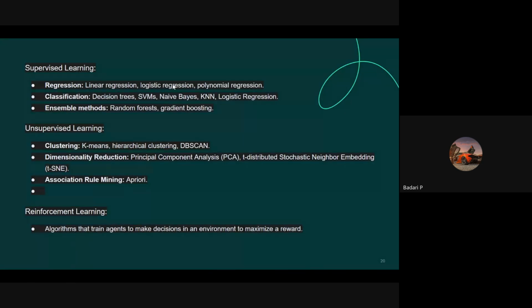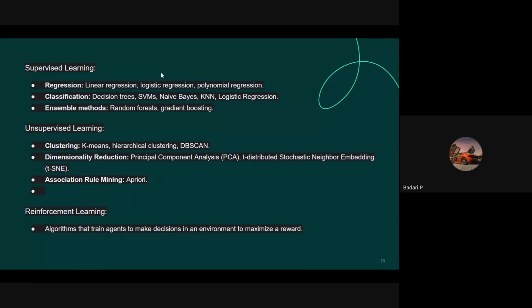Regression, here linear regression, supervised learning. Here we have regression, classification, ensemble methods, as we said. So regression is linear regression, logistic regression, polynomial regression. And classification: decision trees, SVMs, naive Bayes, KNN, logistic regression. And ensemble methods: random forest and gradient boosting. So in supervised itself, there are three classifications, and in that, each one has sub branches, three like this.